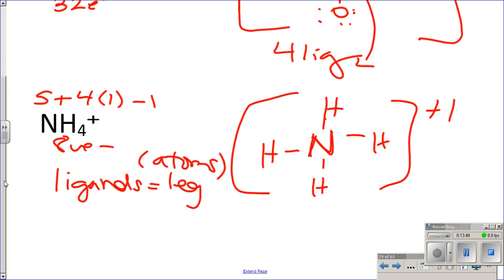If by chance this is wrong, if by chance nitrogen had a lone pair here, the lone pair would account for something else. So we'd have 4 ligands and 1 lone pair, and that will cause a specific shape. Watch the rest of this video, okay?